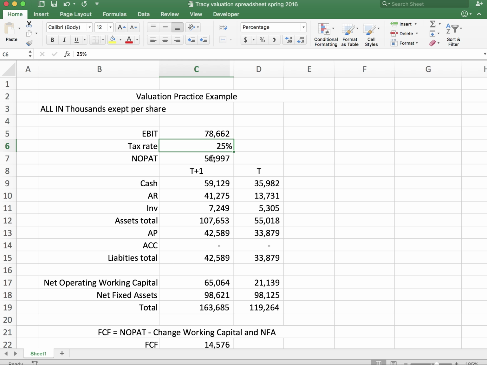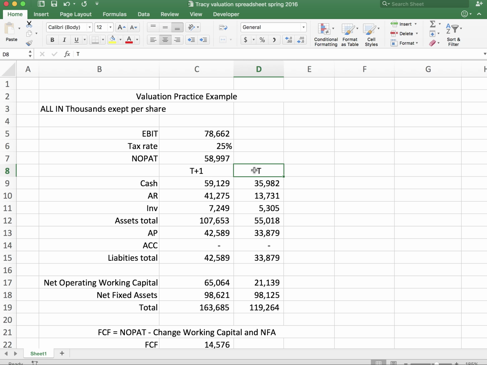To get NOPAT, we find that NOPAT, net operating profit after tax, is the EBIT, earnings before interest and tax, and then we multiply by 1 minus the tax rate to get after tax money. So we've basically got 75% that's left over after paying the taxes, which is the net operating profit after tax.